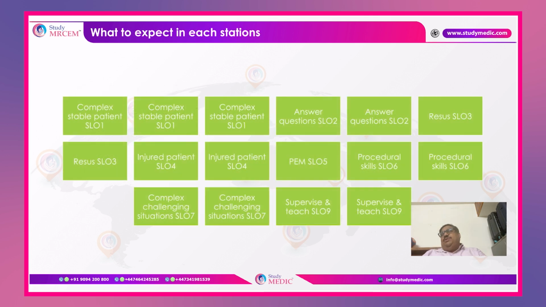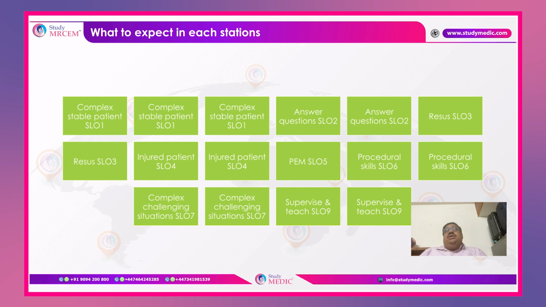So what to expect in each station? You have already done your SBA. There is something called SLOs, that is the specialty learning outcomes. Each one of the stations is mapped to a certain SLO. You can see that the first 3 stations are mapped to complex stable patient, and it is SLO1. So it will be a complex case, but the patient will be stable, and it will be from SLO1.